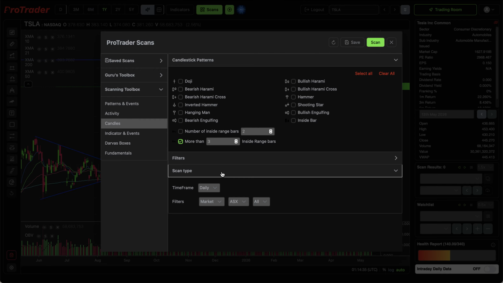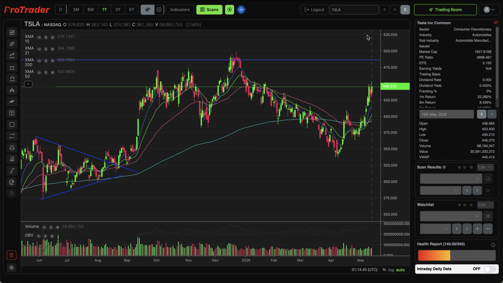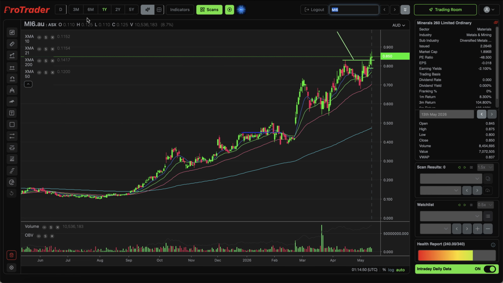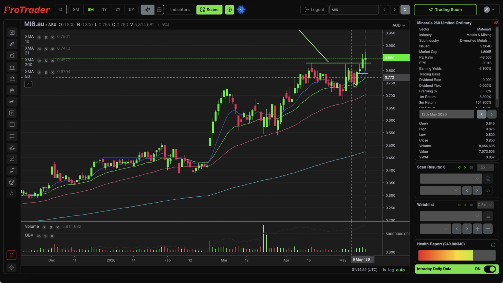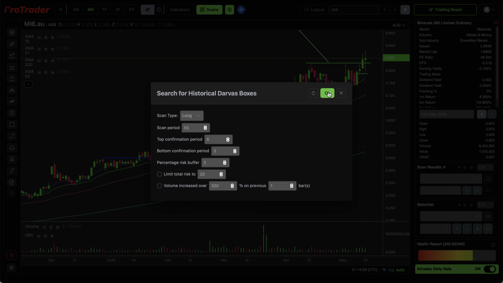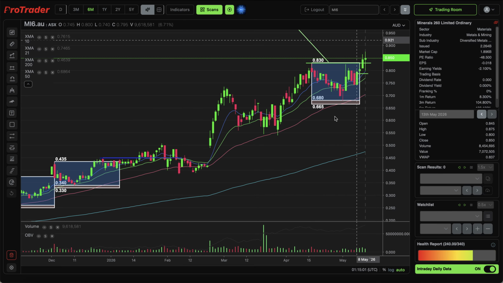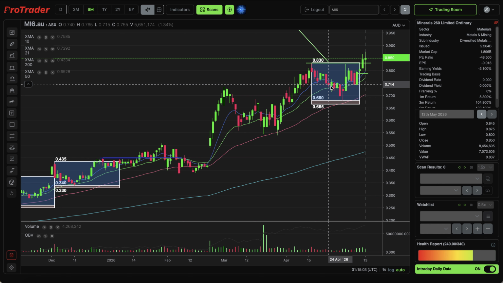This one finds so many good setups. I'm in a trade right now in MI6 listed on the ASX, and this came up in both those scans I just talked about. It came up in this inside range one because we had 4 inside range days here inside this candle, and it came up in a Darvis box, right? So it's coming up in both. This is just the sort of stuff I love putting myself in, okay? Because they're coming up in both those scans, got blue sky, and I just miss very few of these.